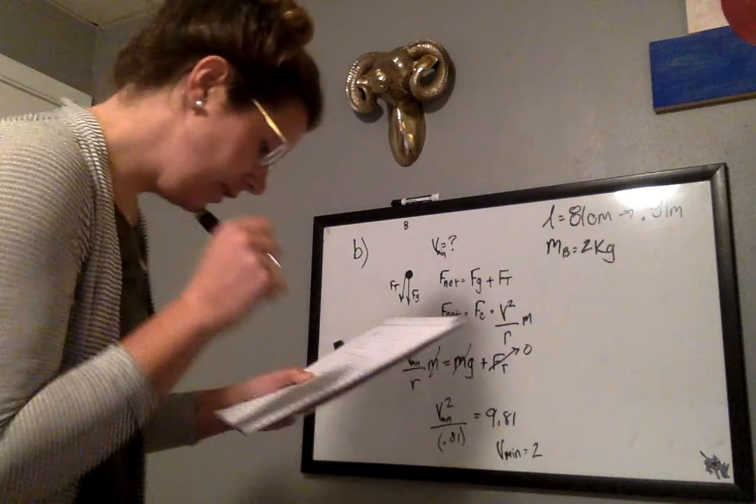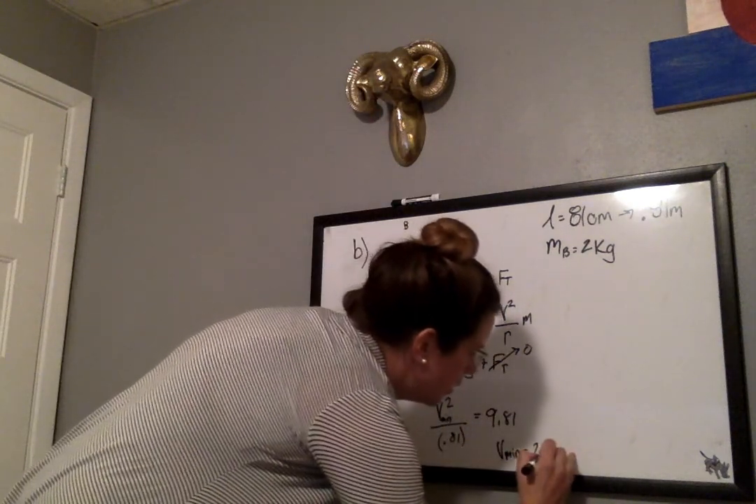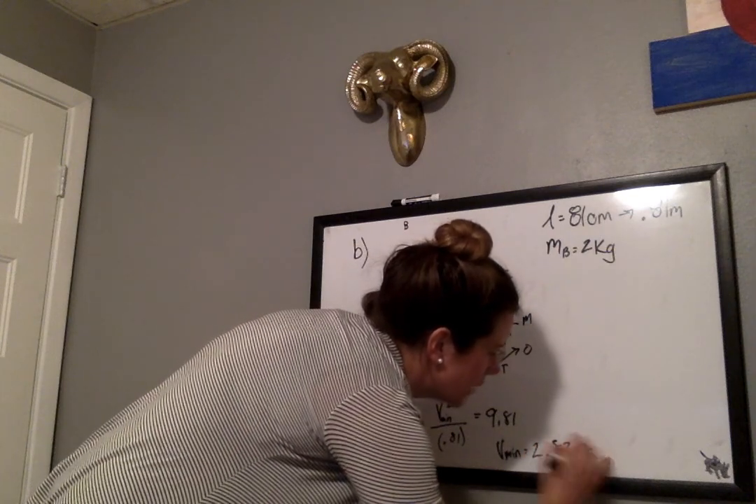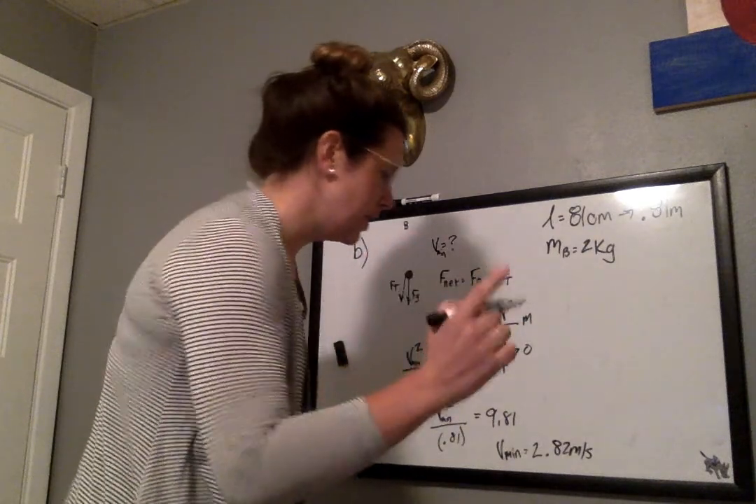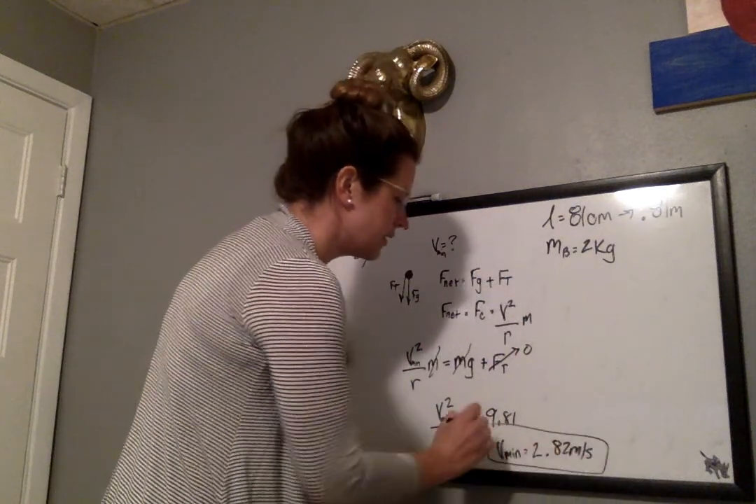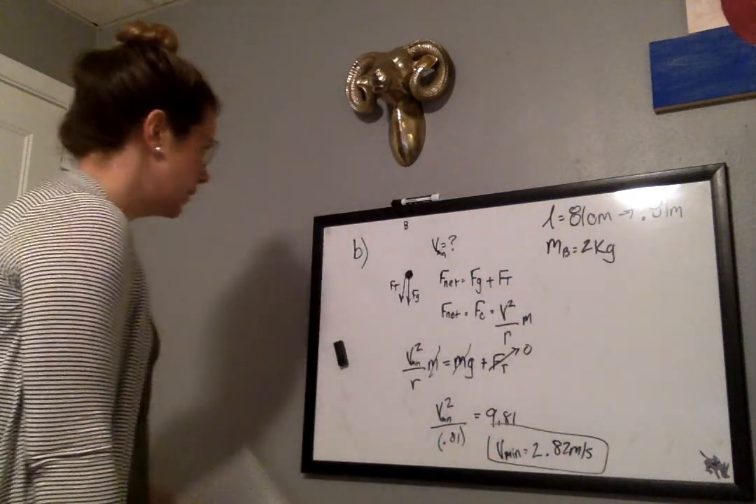Did I do this in my calculator? 2.82 meters per second. So some of you already turned in your FRQs and you didn't write these units. Make sure you write your units. If that's your answer, put a lovely box around it.